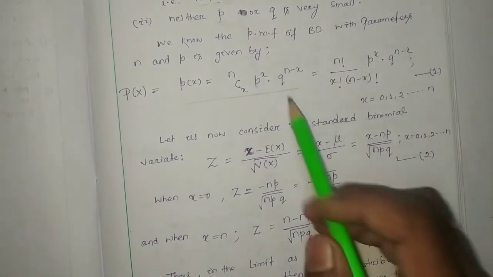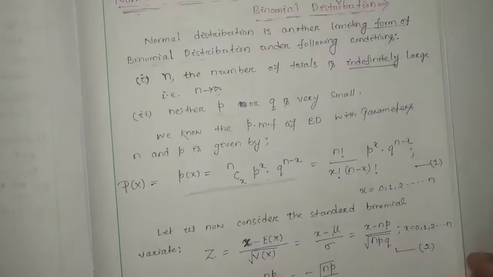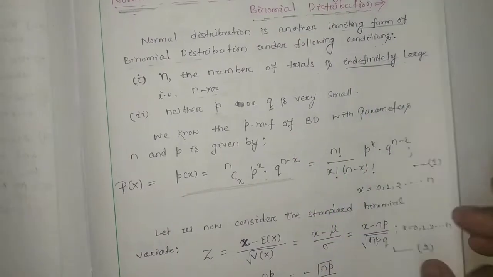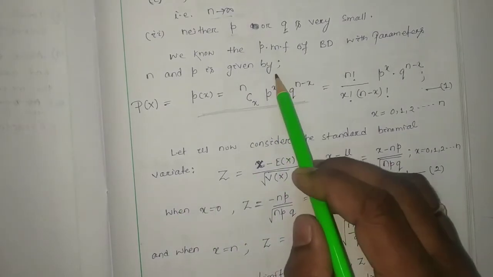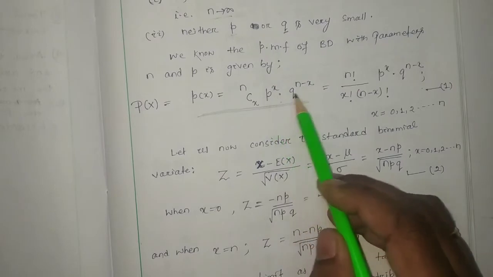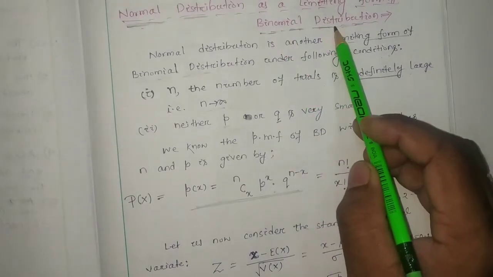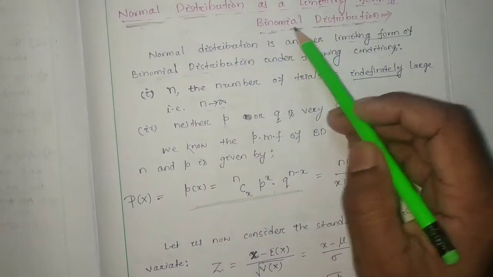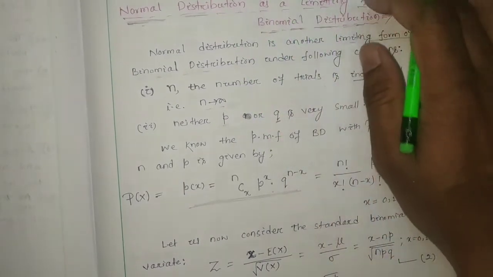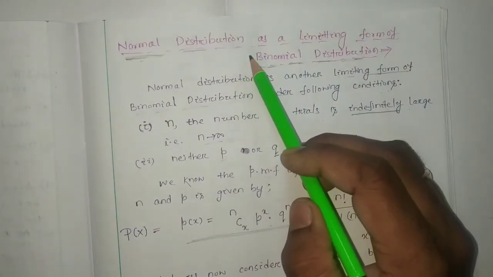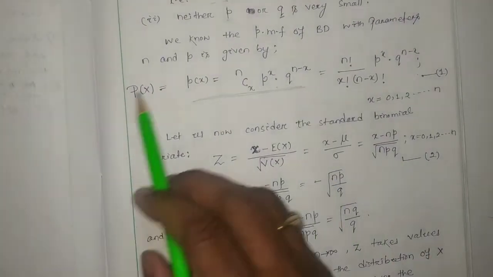But if this PMF follows that the number of trials is indefinitely large, that means n tends to infinity, and p and q in the binomial distribution are not very small, then the binomial distribution will be called a normal distribution. In other words, with these two conditions the binomial distribution will follow the normal distribution. So here we are going to prove that.